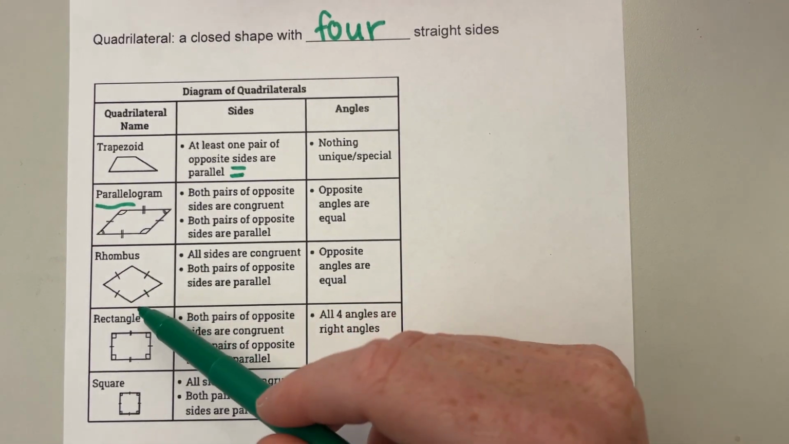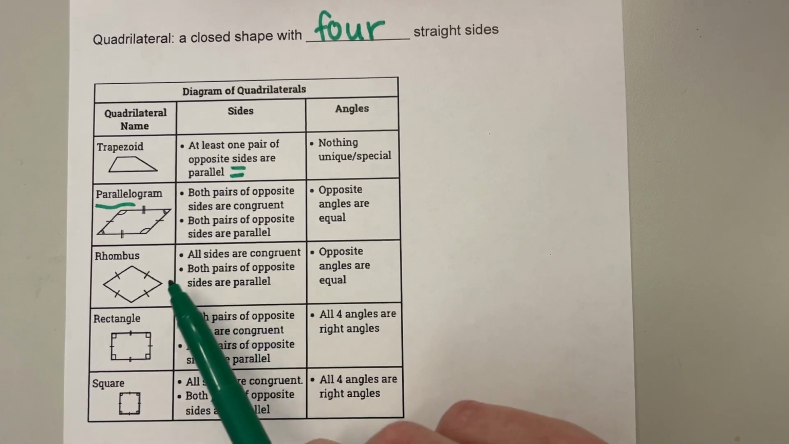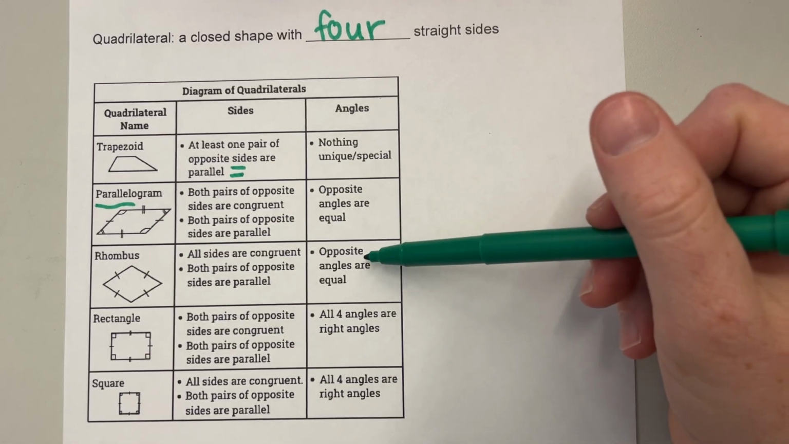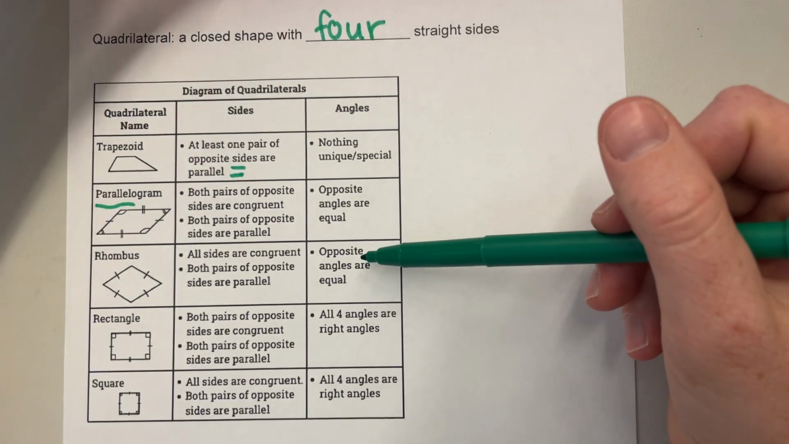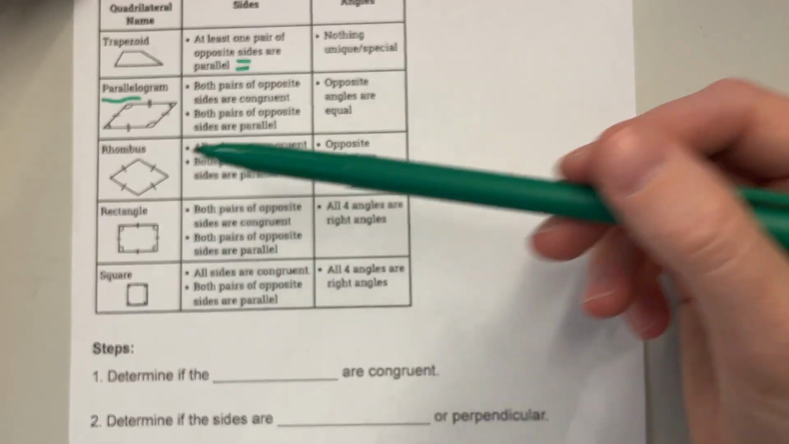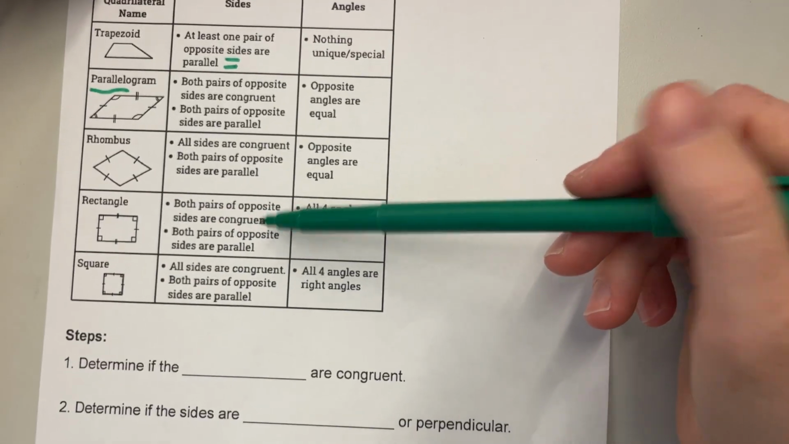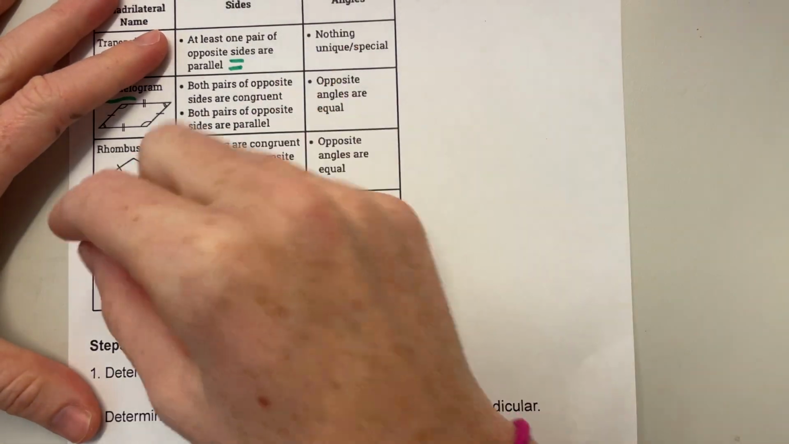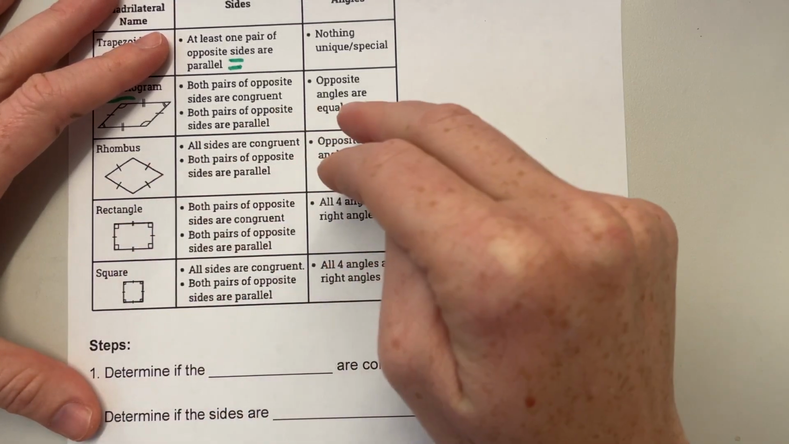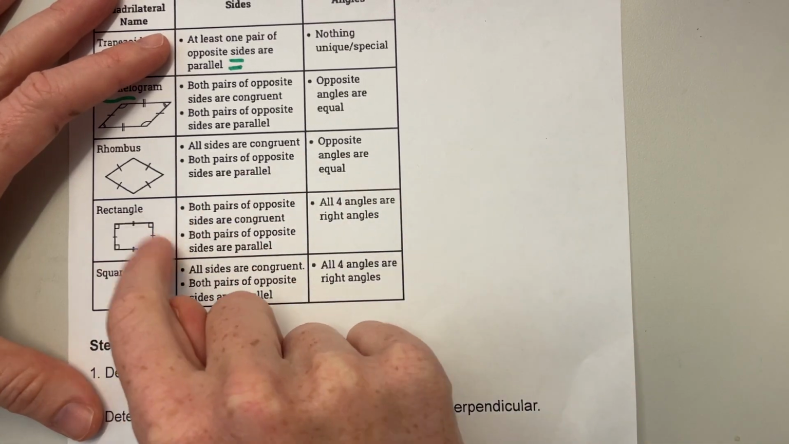A rhombus means that all sides are congruent, all sides are equal, and both pairs of opposite sides are parallel. So this side is parallel and this side is parallel. Opposite angles are equal again with a rhombus. A rectangle, both pairs of opposite sides are congruent. So again, these two are the same and these two are the same. And both pairs are parallel. So these are parallel, these are parallel. There are also four right angles.